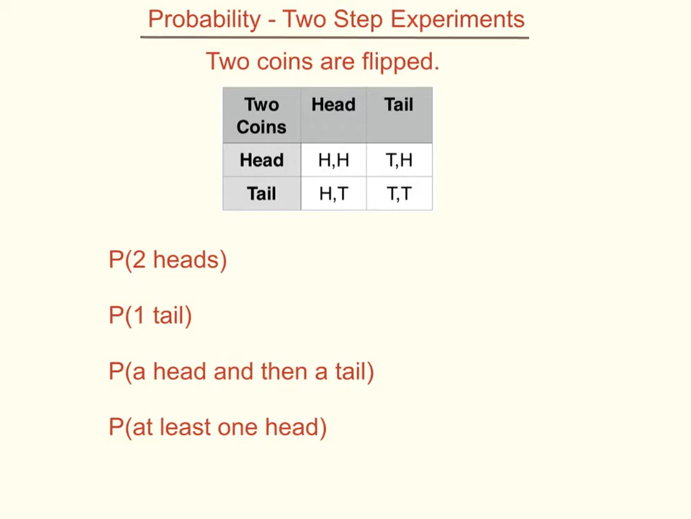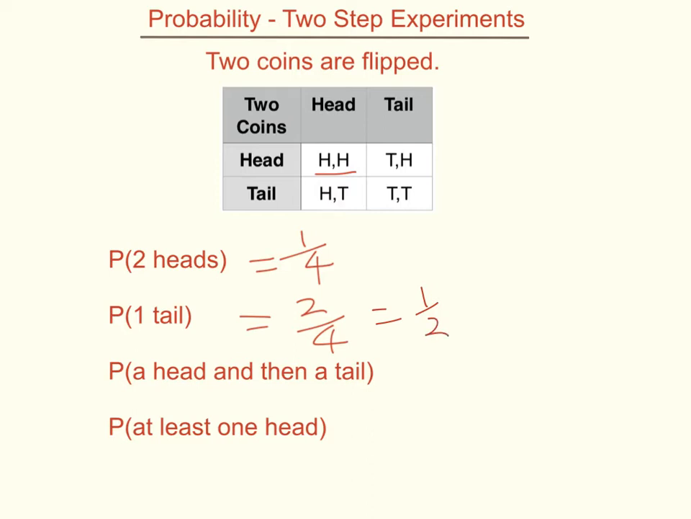The probability of getting 2 heads is 1 out of 4, because there's one way of getting 2 heads and there are 4 possible outcomes. The probability of getting 1 tail is actually 2 out of 4, and that's because I can get 1 tail here and 1 tail here. And that ends up being a half.